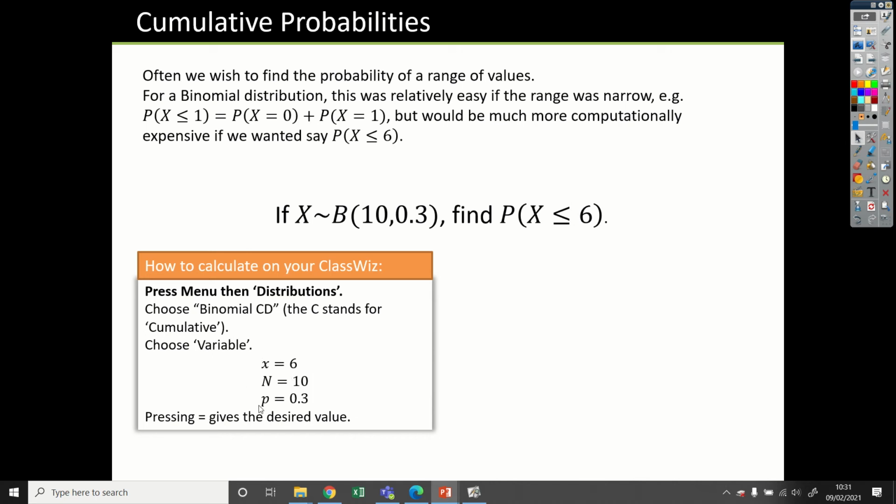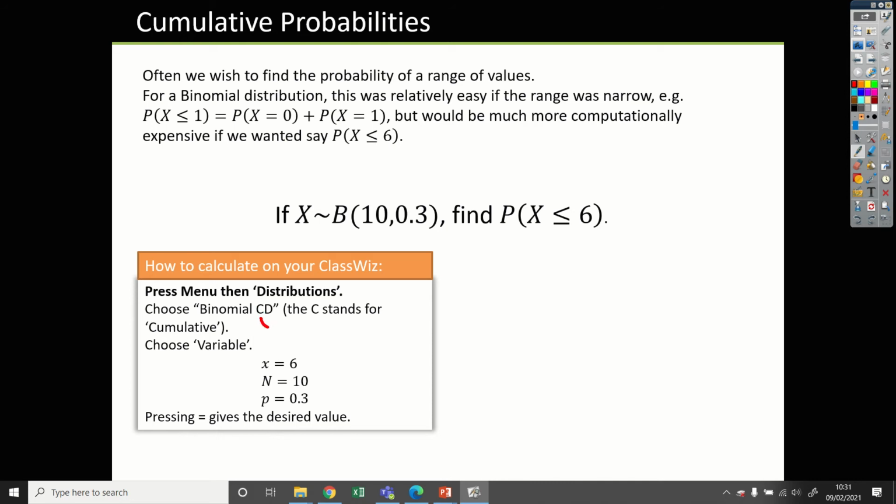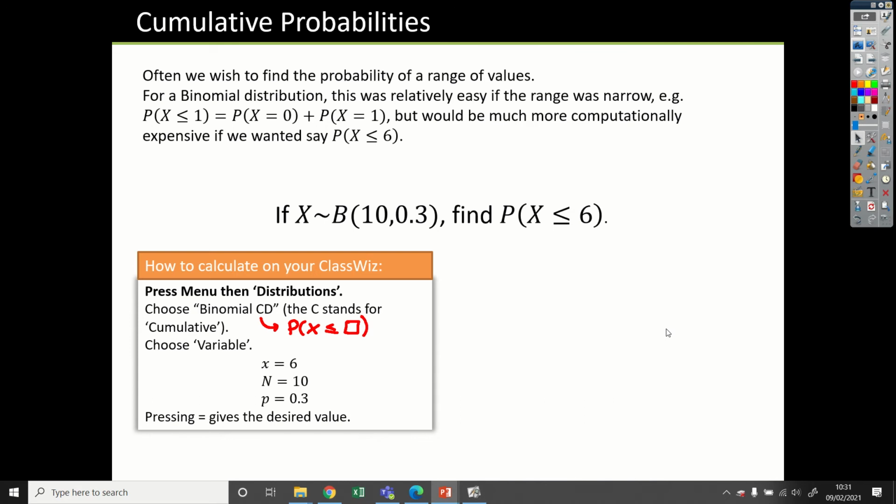These are the values that you type in order to get this probability here. X is 6. Bear in mind that 6 is what you get if this is a less than or equal to probability only. If this becomes a strict inequality, then you've got to choose a different value in order to work out what that would be as a less than or equal to. So I might make a note of that. This is for working out the probability that x is less than or equal to some value. That's what it does there. Then pressing equals is going to give you the desired value, and maybe it will show you what it is in a second.